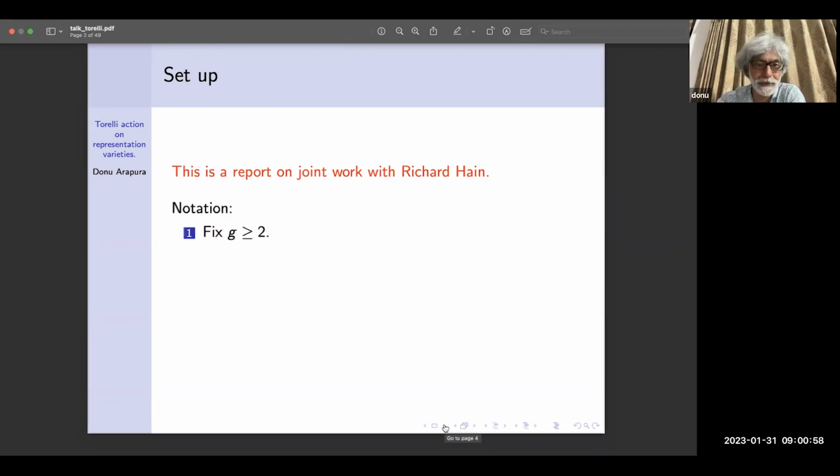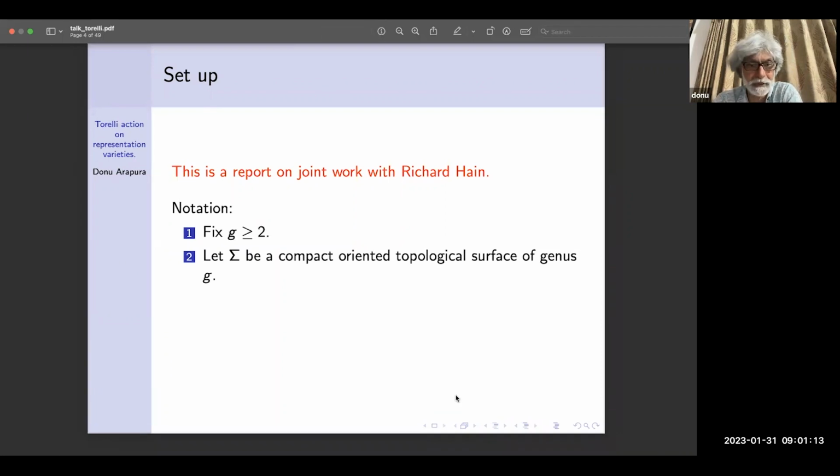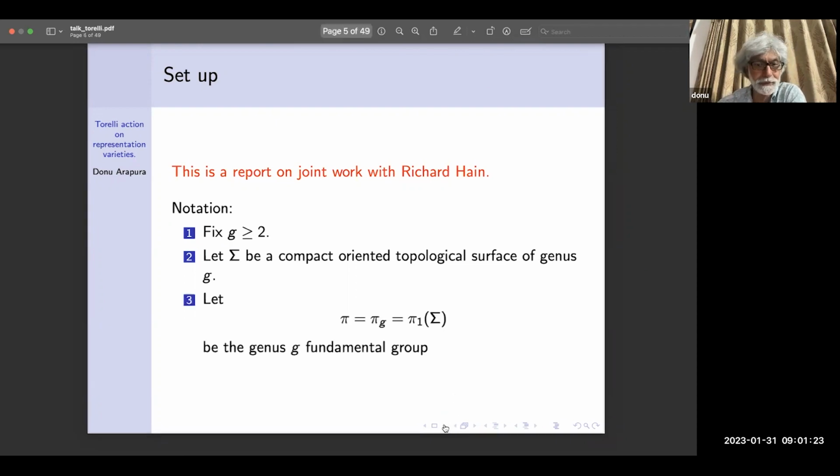So let me just start by fixing some obvious notation. G is going to be the genus, and it's going to be at least 2. In some cases, 3 is better. And let sigma be a compact oriented topological surface of genus G. So I haven't fixed a complex structure yet. And pi, or pi G if I want to specify G, is just the fundamental group, which has a standard presentation, which I think everyone knows. I didn't write it down.